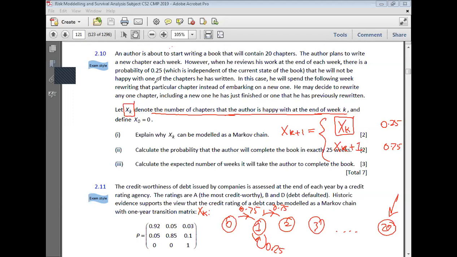Okay, got it. So that is why, and again, x_k can only take values from 0 to 20 because this is the maximum number of chapters that you can have. Anything else? No, ma'am. All right. Okay, so this was about part 1.